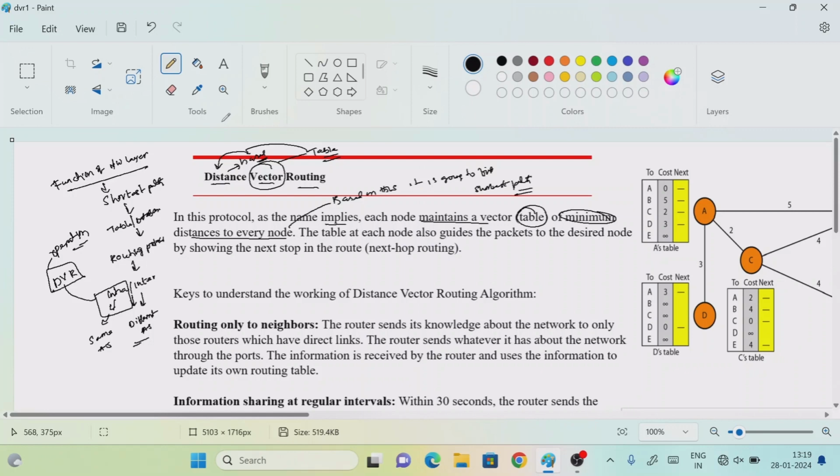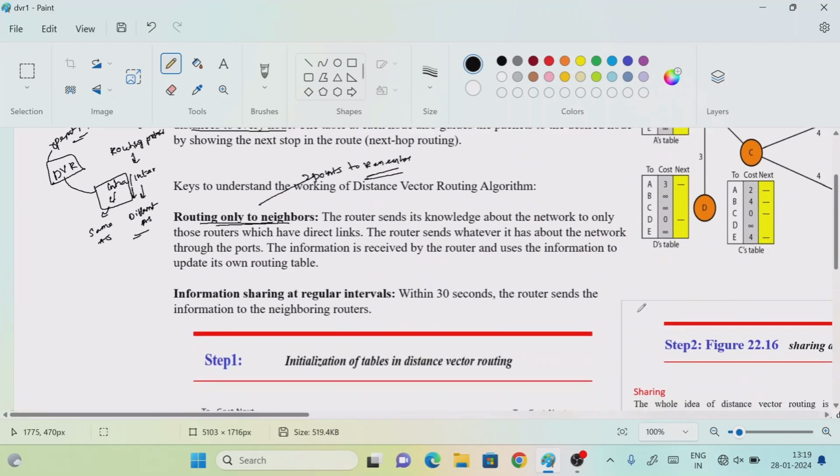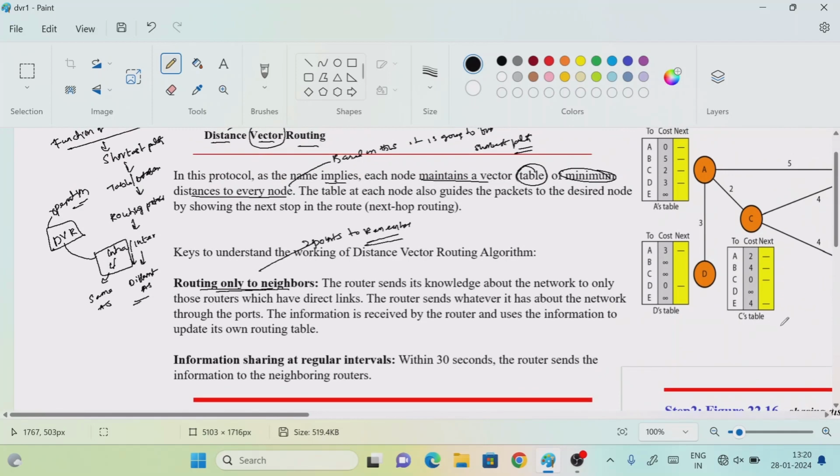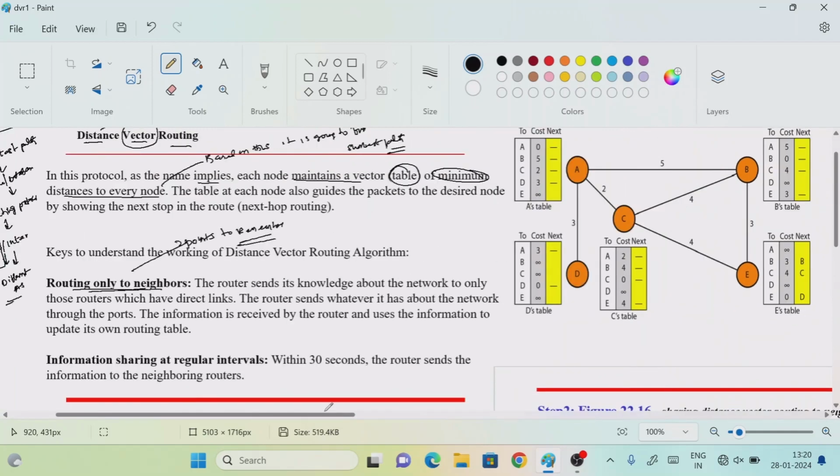To understand this algorithm we have to remember two important points. Point number one is routing only to the neighbors. The router shares its knowledge about the network only with those routers which have a direct link. Knowledge here means its table, which is nothing but the vector, and it is shared only with routers that are directly connected. Now we will understand what directly connected means.